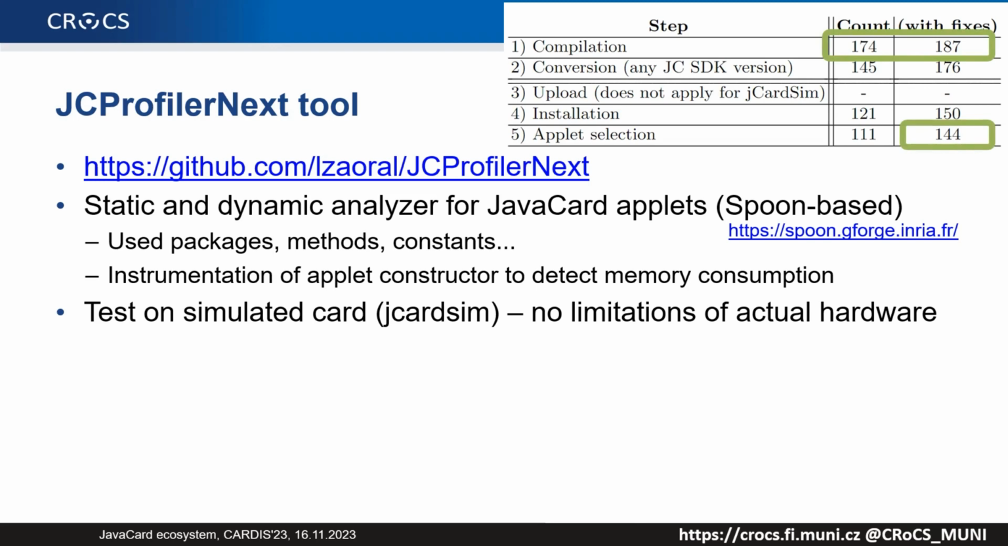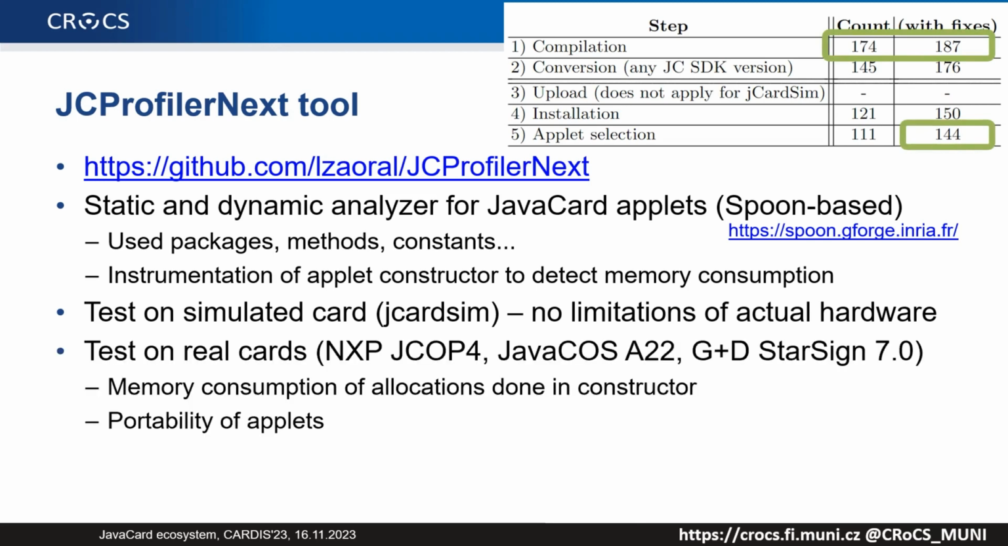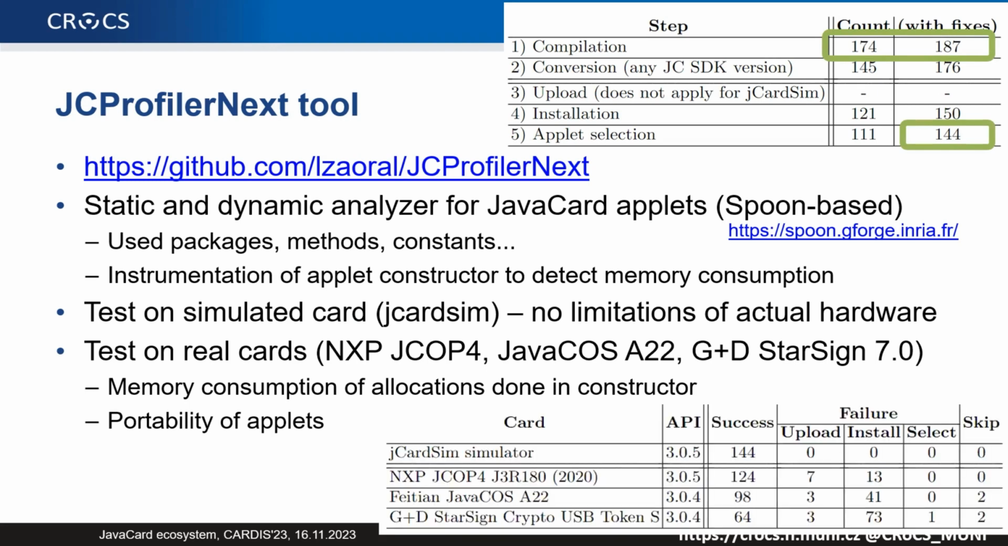Still a decent number, so I think that's good. We are also testing on real cards. We are using these three to get an idea about memory consumption and also about the portability between the different cards, because JavaCard was supposed to be portable. You can see that overall, JCOP4 is the one where we can upload most of the applets.